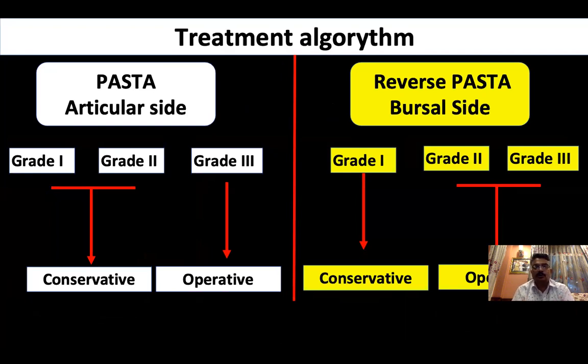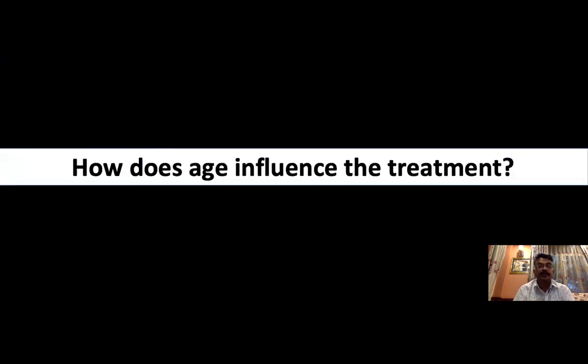So if it is a PASTA or a reverse PASTA. If it is a PASTA, you have to be more conservative. Even grade 1 and grade 2 can be treated conservatively. Grade 3 only has to be operative. If it is a reverse PASTA, which is a bursal side tear, it has more propensity to turn into a full thickness tear. So based upon symptoms, age of the patient, and functional requirement, even a grade 2 reverse PASTA or bursal side tear has to undergo surgical treatment. So this is a basic algorithm, and I presume that this will very clearly elaborate how to tackle a full thickness tear and how to tackle a partial thickness tear.